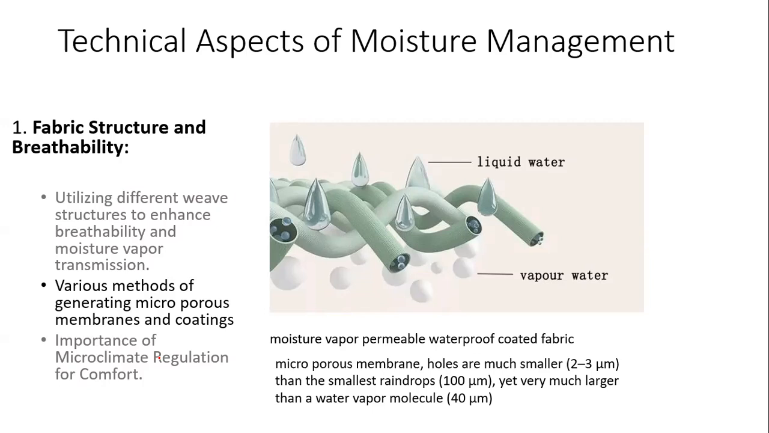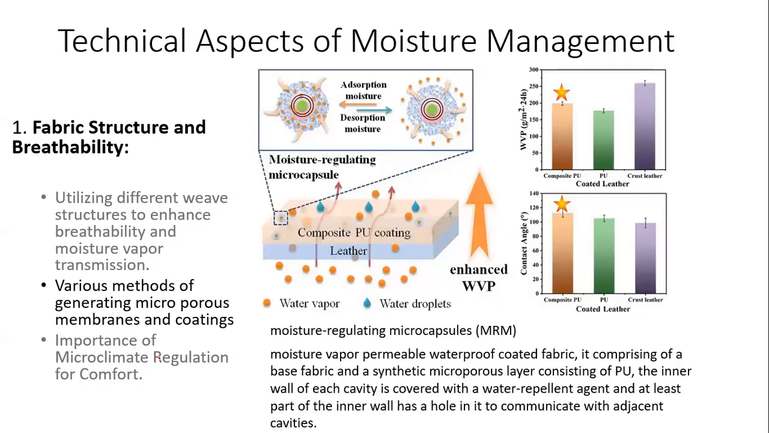Because there you looked into vapor passing through nano and micropores, but blocking the droplets of water from the outside. That is, from outside to inside you block the water, but you allow the moisture to transport from your skin side to the external environment. And this is another development that was done to enhance the water vapor permeation, through moisture regulating microcapsules. This has been reported in research articles.